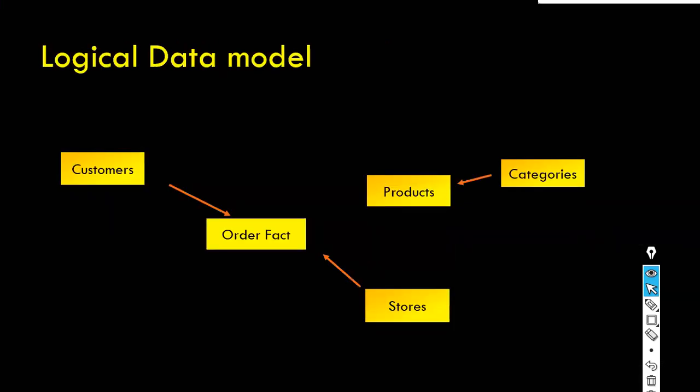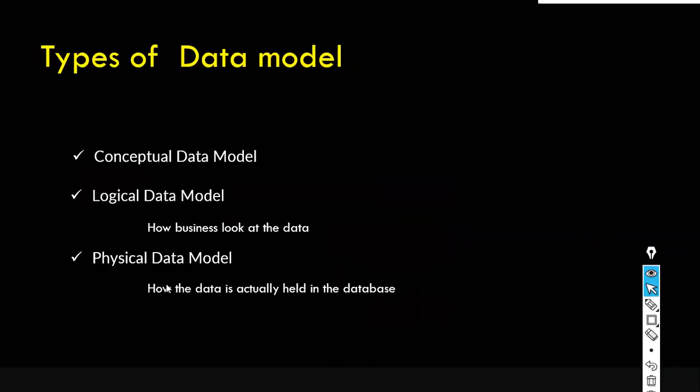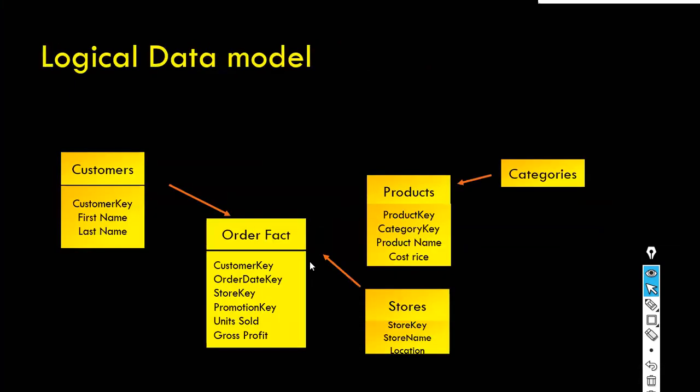Okay, the next one is the physical data model. I was talking about the logical data model, and then the next one is the physical data model. In the physical data model, we identify the columns. In the logical data model, we identified the columns required for each and every table or entity name. Next step is, what is the data type for each column? Customer key, let's say, is a string data type with width 5 or 10, and first name is a string data type and width.